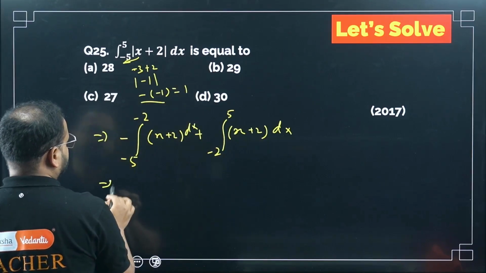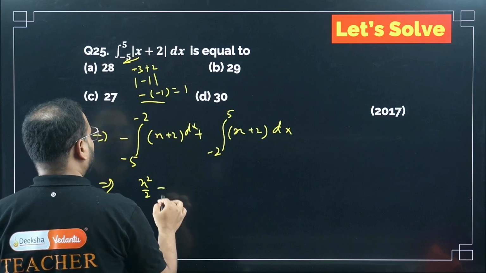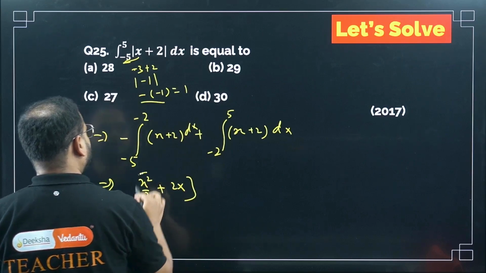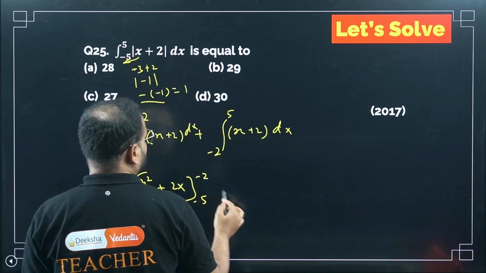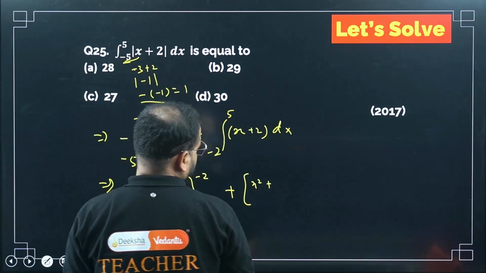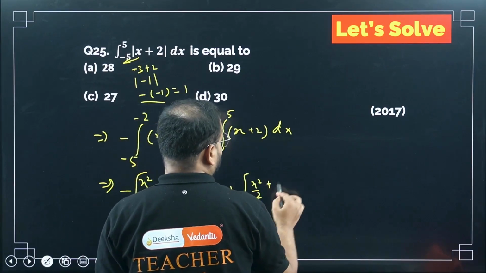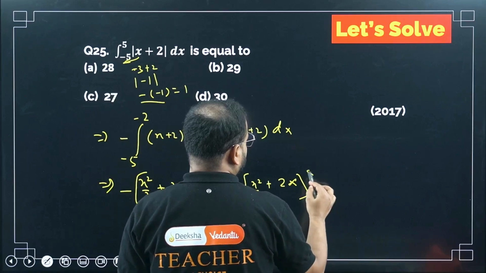Please check. You are going to get x square by 2 plus 2x, from where to where? This minus sign is outside. Minus 5 to minus 2 over here. Please check. Same thing, x square by 2 plus 2x, from where to where? Minus 2 to 5. Okay.